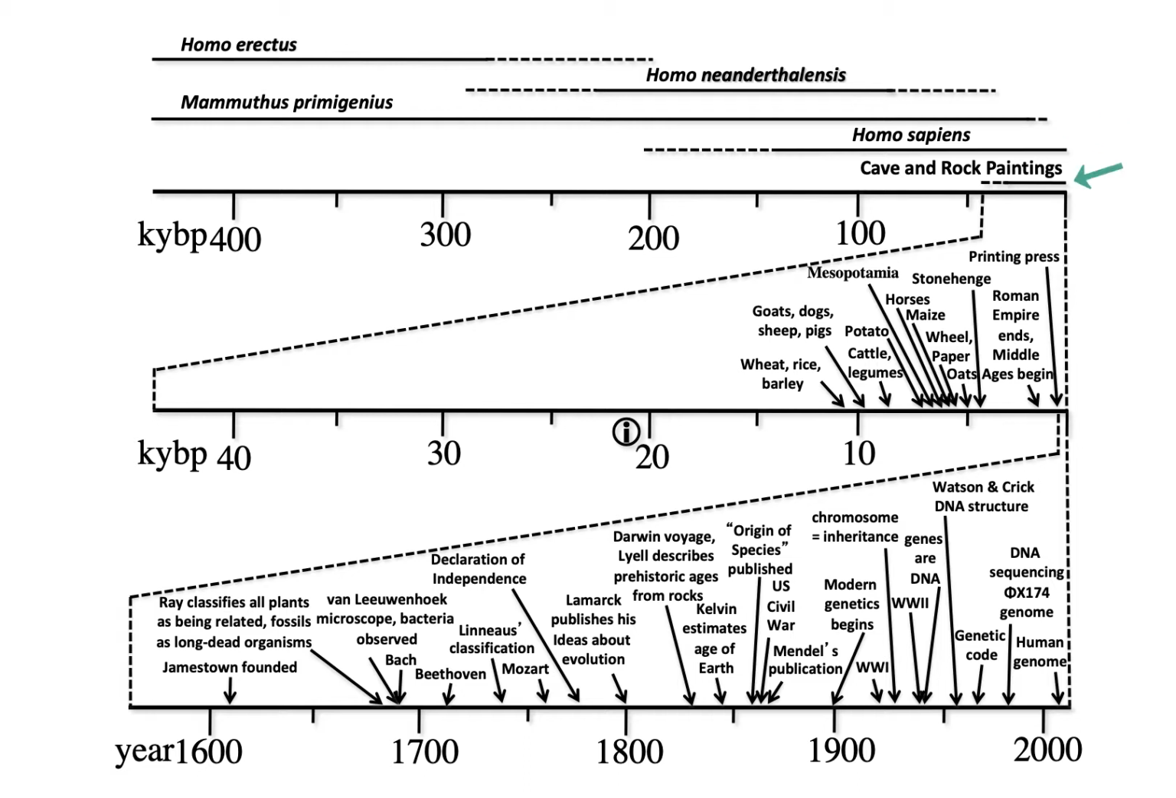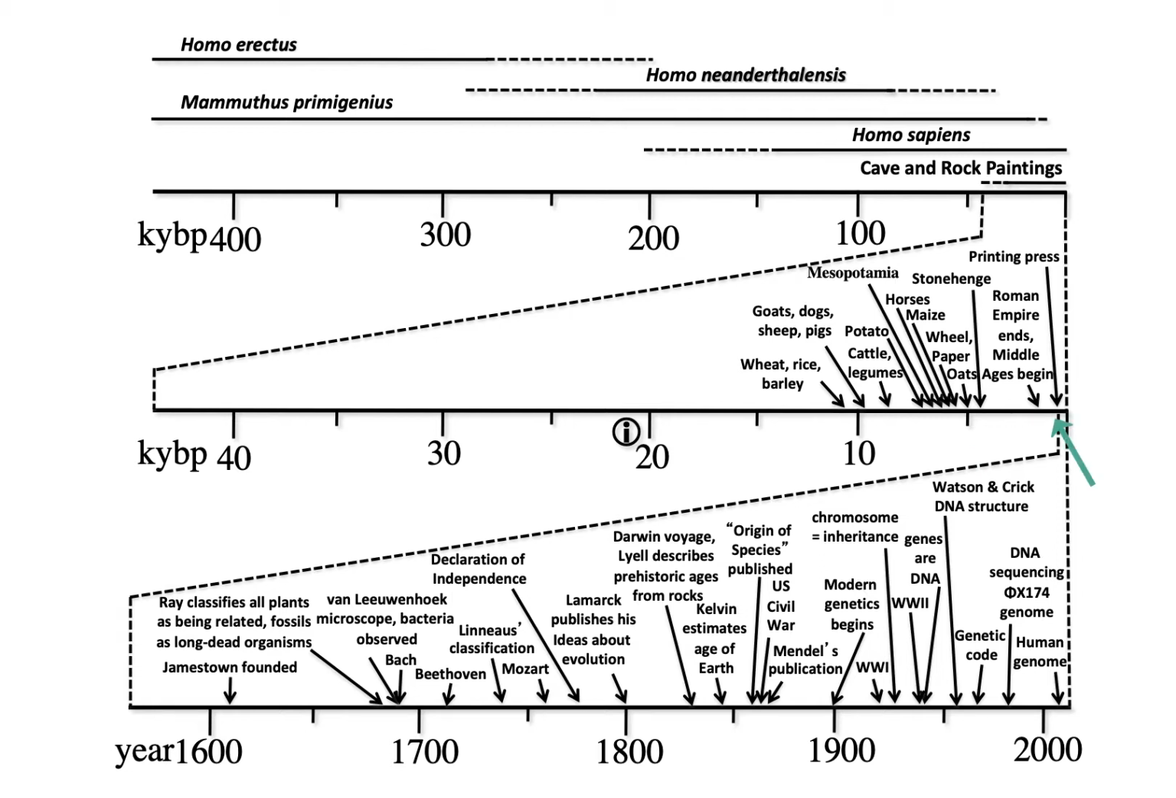And then you get these cave and rock paintings going back to about 40,000 years, and then human civilization really began around 10 to 12,000 years ago with the domestication of several types of grass, including wheat, rice, barley, and eventually maize. And humans started domesticating different types of animals, including dogs and goats, sheep, pigs, eventually cattle, horses, etc. And then we get way down here to the end of the Roman Empire, and then the printing press.